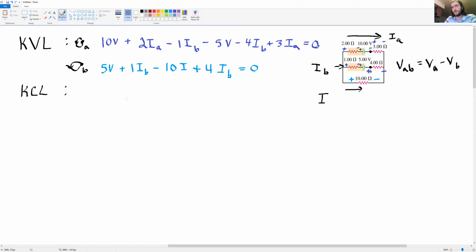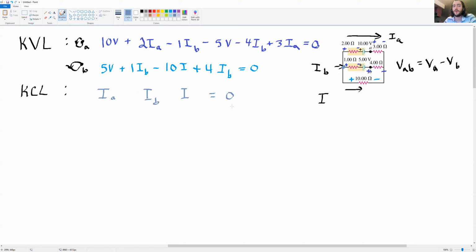KCL, Kirchhoff's current law, is a statement of conservation of charge. Let's go ahead and do it at that midpoint of the circuit. We see that the current IB is going in, and the currents IA and I are going out. So one way to do it is to just write down the 3 currents like this, put equals 0.